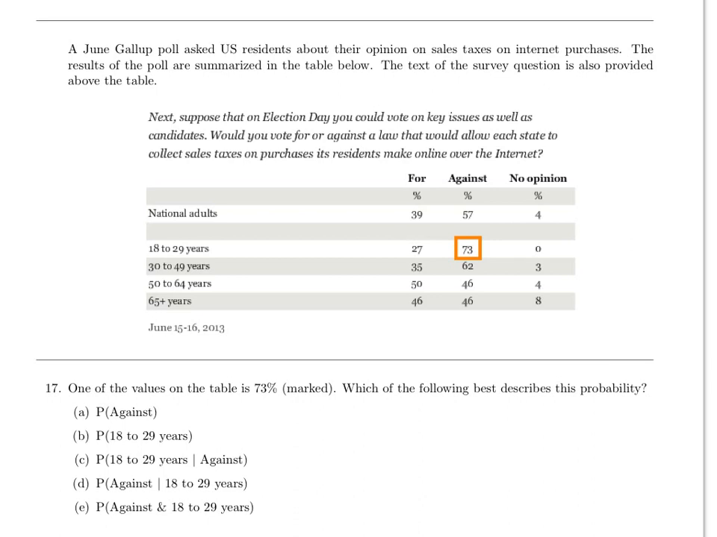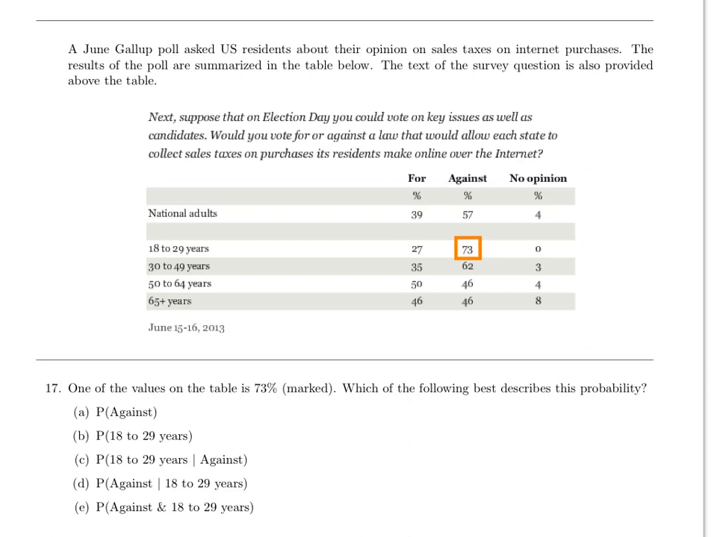Yeah? It's the probability that adults between the ages of 18 and 29 years are against this particular. So probability that 18 to 29-year-olds are against. So would that be C or D or E? Because they have all of them.